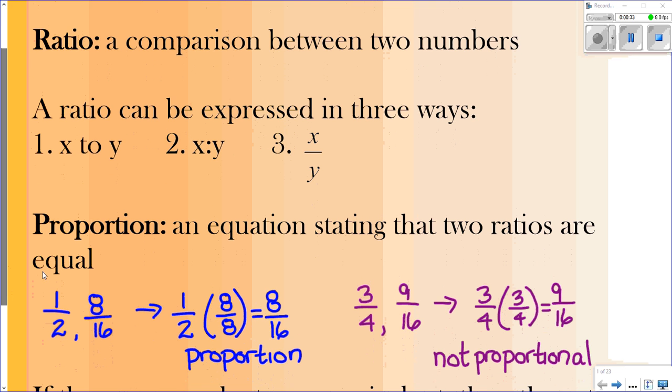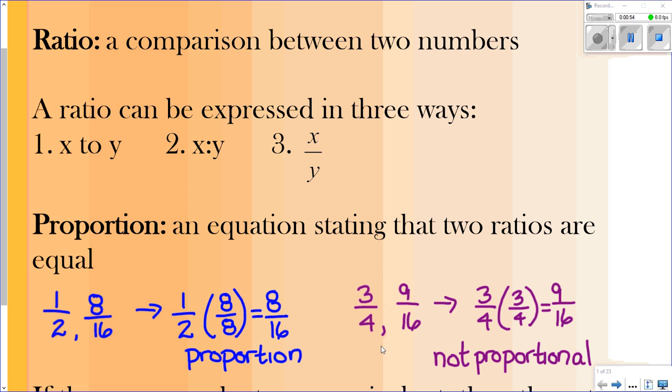So we have two examples showing ratios. This set, we have a half and 8 over 16. They are proportional because they share the same factor 8. So we multiplied 8 on the top and the bottom to give you the proportional ratio of 8 over 16.